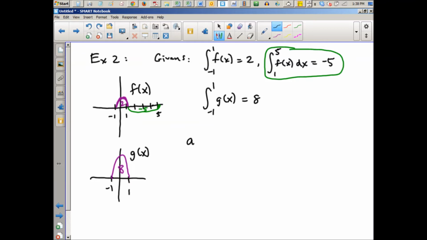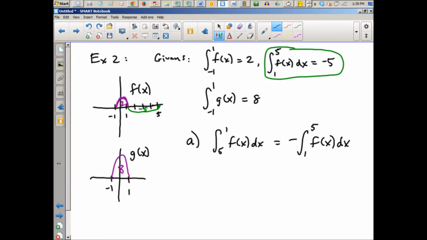So, for part A, the question asks, what is the integral from 5 to 1 of f of x dx? Well, you'll notice that the larger number is at the bottom, right? And that's the one we're about. So why don't we switch the 1 and the 5 around, and then what happens when we do that? What happens if we switch the 1 and the 5? It negates the result, right? So we'll just put a negative there, and then we could freely switch the 1 and the 5.